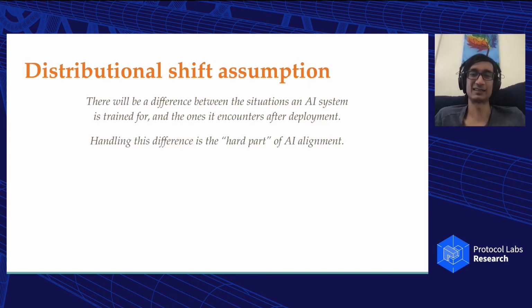The assumption I'm going to make that is controversial is that handling this difference is the hard part of AI alignment, where by hard part I might mean something like, I don't know, 95% of the risks of AI alignment, which I'll remind you is when the AI system is specifically trying to do something that isn't what humans want.